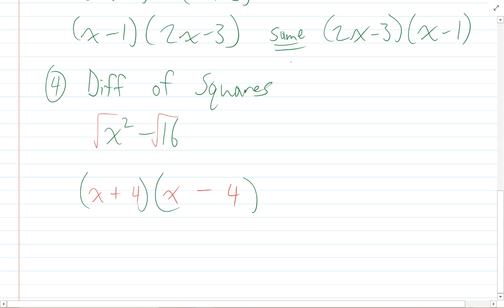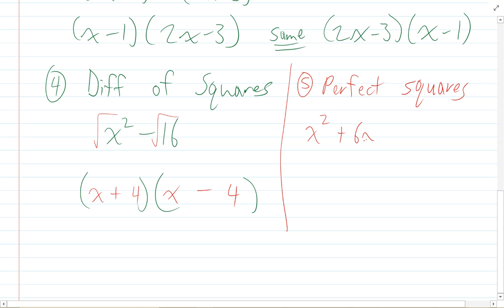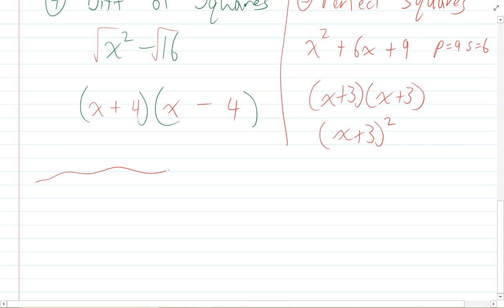We've looked at perfect squares. Perfect squares, just factor them like normal. So for example, x squared plus 6x plus 9. I would factor them normal. So product equals 9, sum equals 6. And so I would get x plus 3 times x plus 3. And so to get full marks, you have to show me that it's a perfect square. So x plus 3 all squared. Okay, so that's a review of all our factoring.